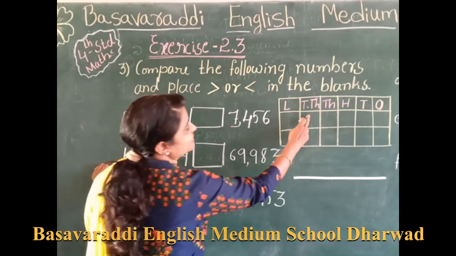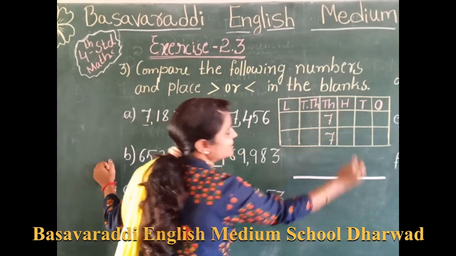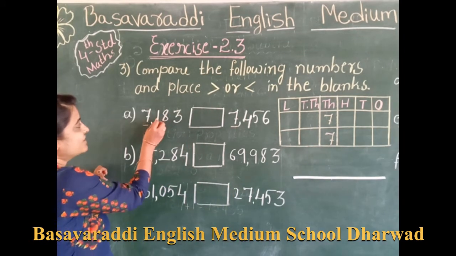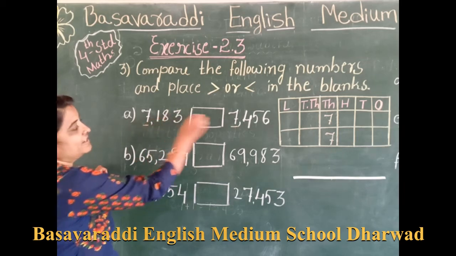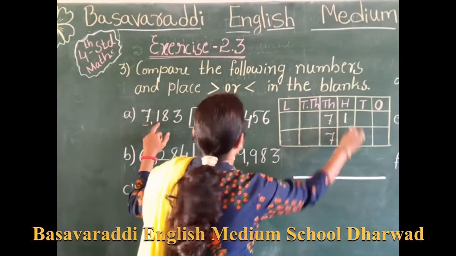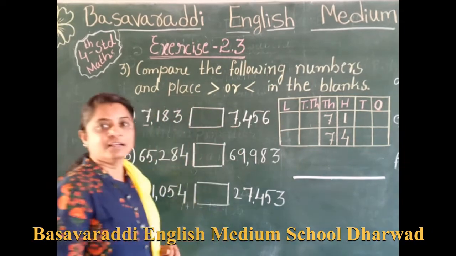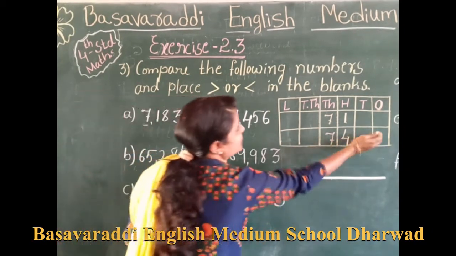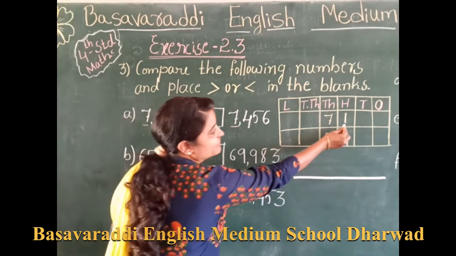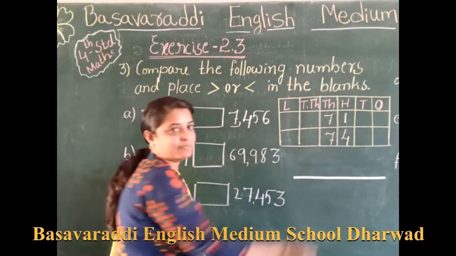This is the first line, this is the second line. Here we have 7000, and in the second row also we have 7000 only. Then next we have here 100 in the first row, and in the second we have 400. Then leave the next places. Here only we got the difference. Understood? In the hundreds place only we got the difference. See here, thousands place 7, both are equal.